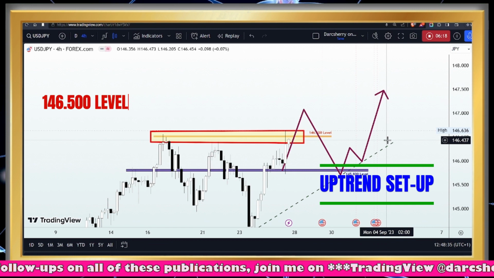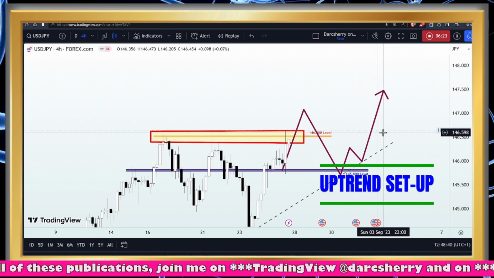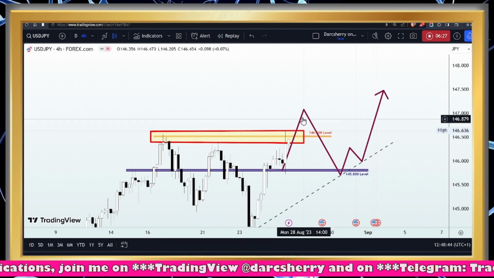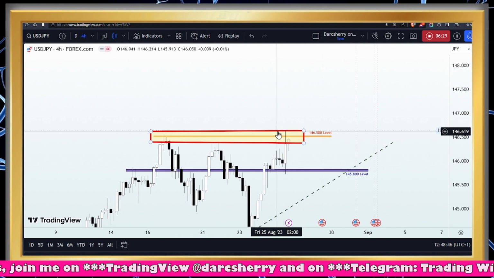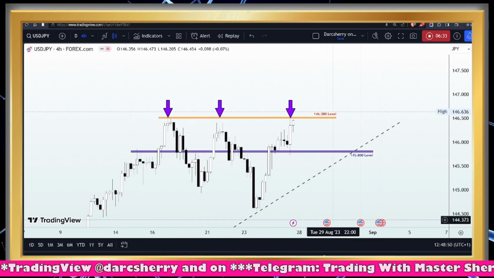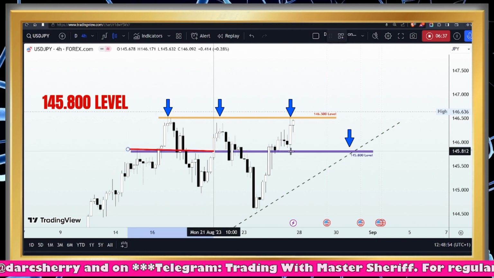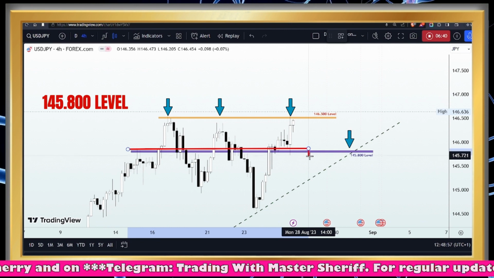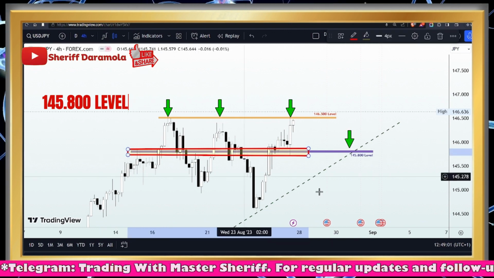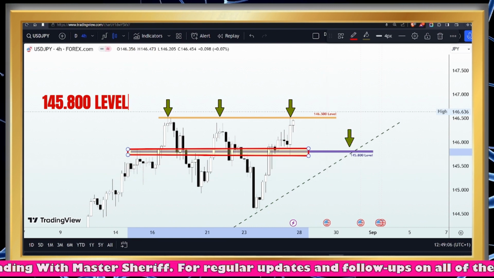So what this simply means is that a breakout of the 146.500 is a good signal that price will be going to the upside. However, if the selling pressure below the 146.500 continues, then I will be using the 145.800 area, which of course has been a major determinant of price action since mid-month, to guide any selling opportunities here. And what do I mean by that?